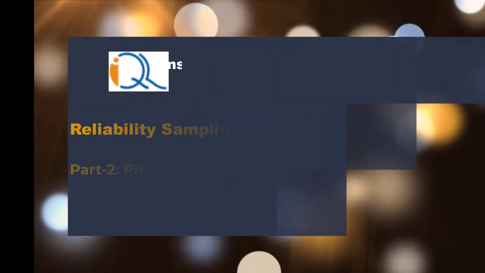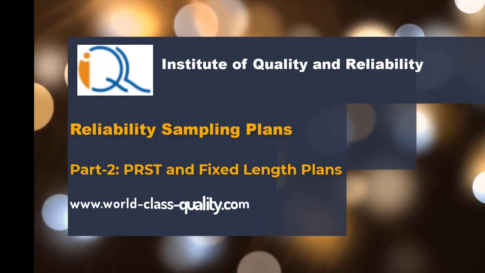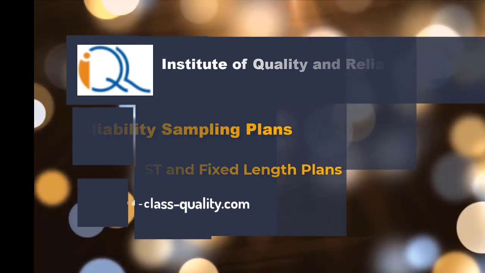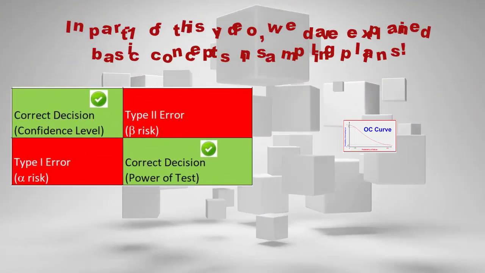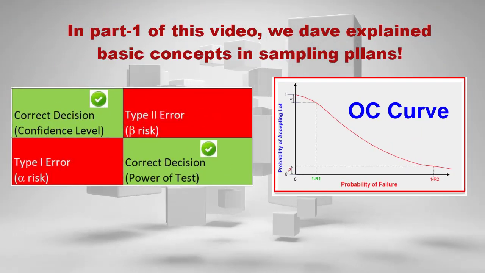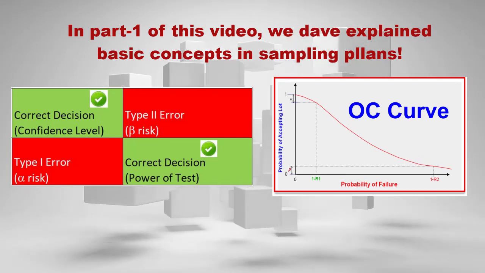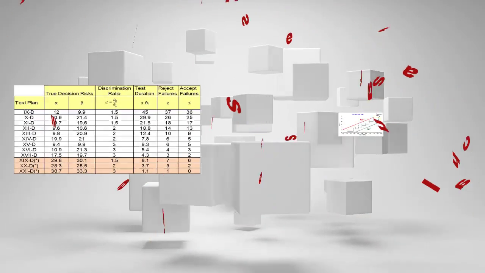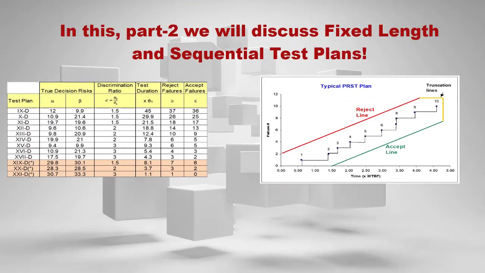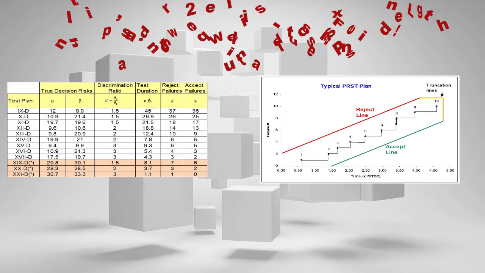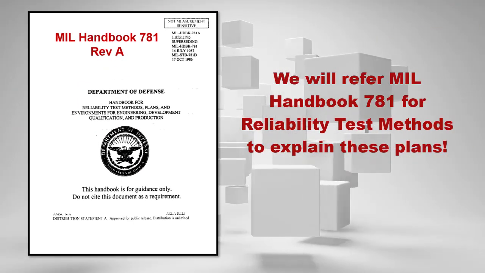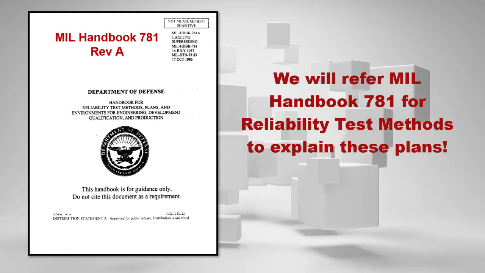Reliability Sampling Plans Part 2: PRST and Fixed Length Plans. In part 1 of this video, we have explained basic concepts in sampling plans. In this part 2, we will discuss fixed length and sequential test plans. We will refer to Mil Handbook 781 for reliability test methods to explain these plans.